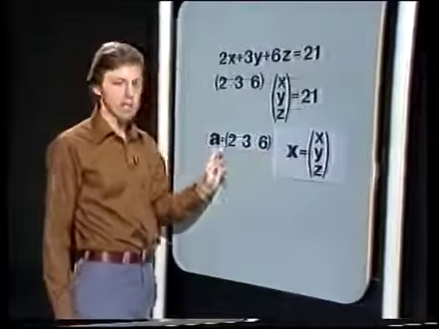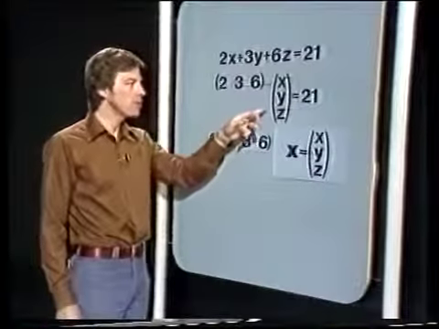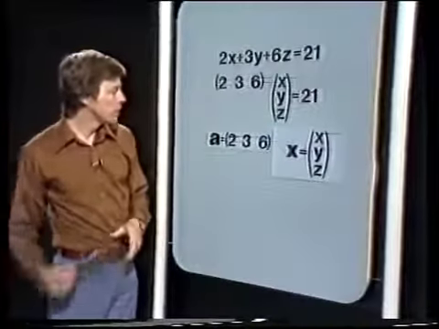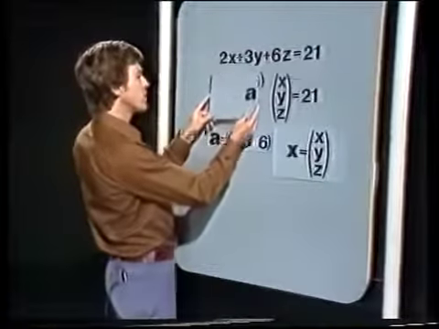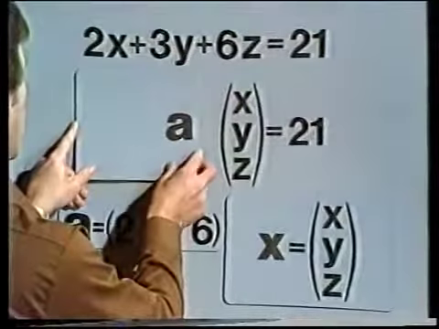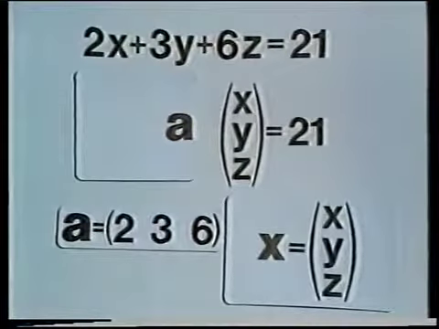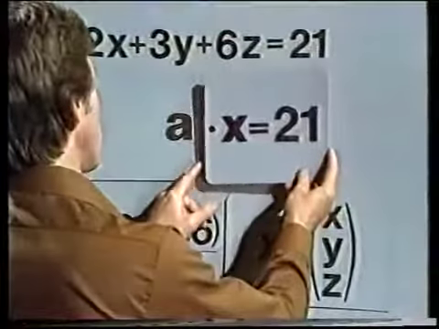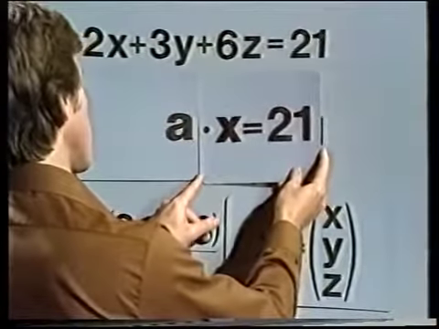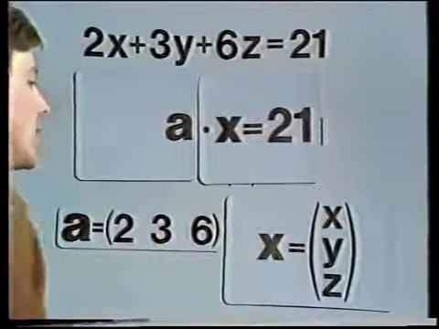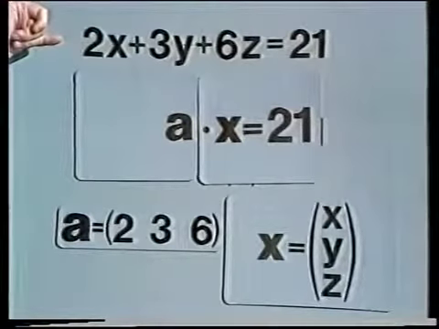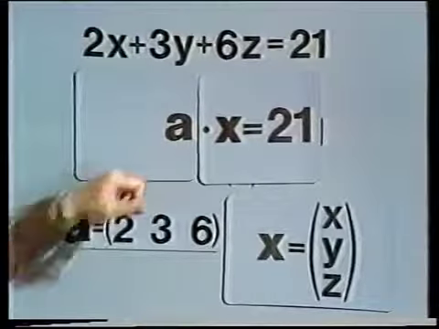So now we've got this vector representation, we can rewrite the matrix equation in a pure vector form, because we can replace 2, 3, 6 by the vector A, and then the matrix product times x, y, z equal 21 just becomes A dot x equals 21. In other words, we can rewrite our linear equation as the dot product of two vectors.